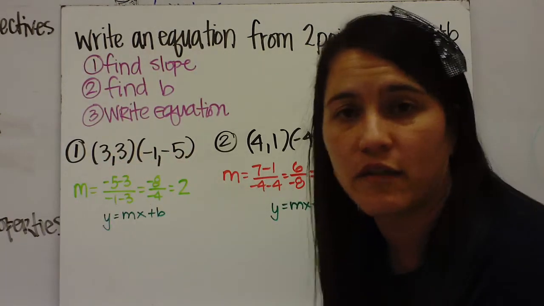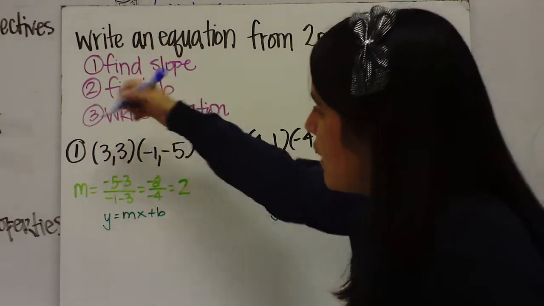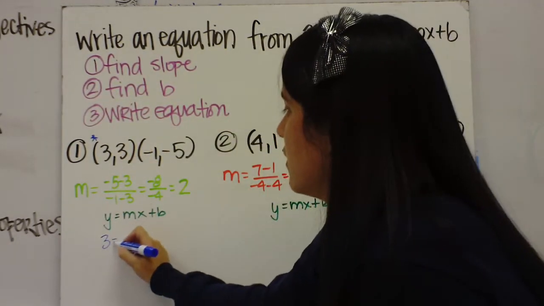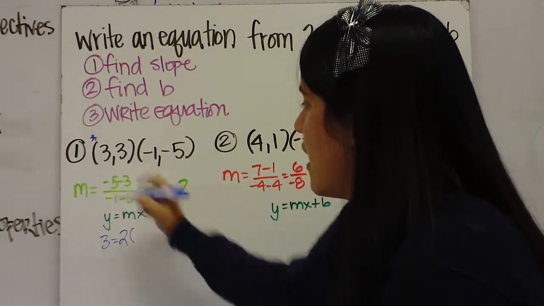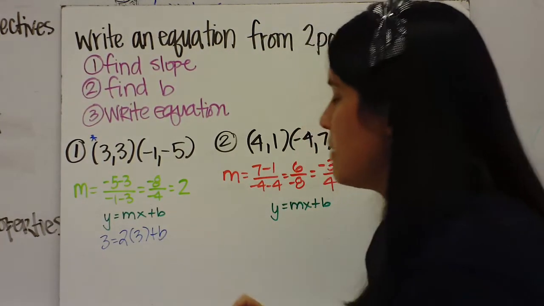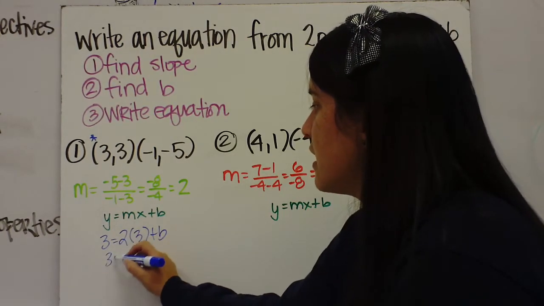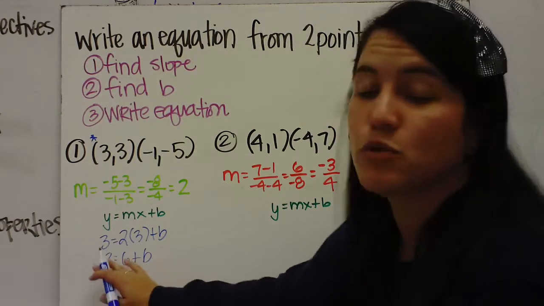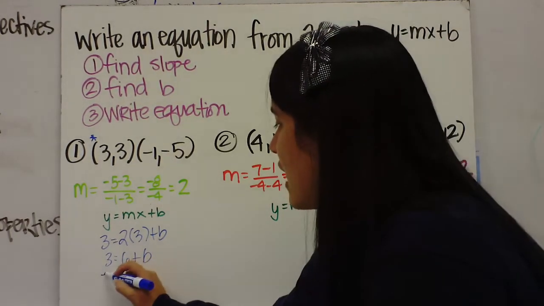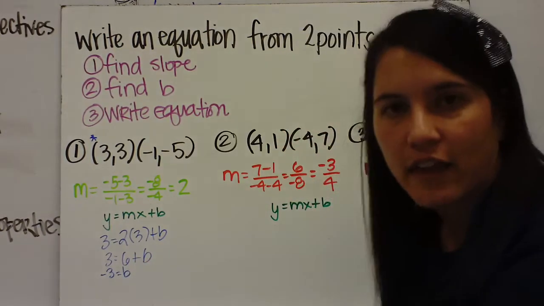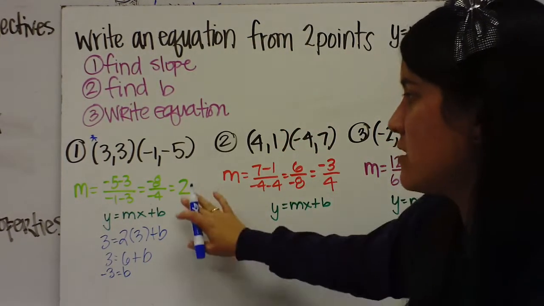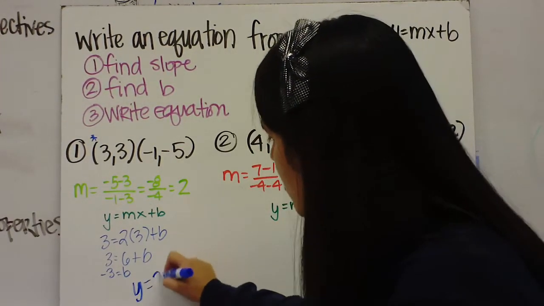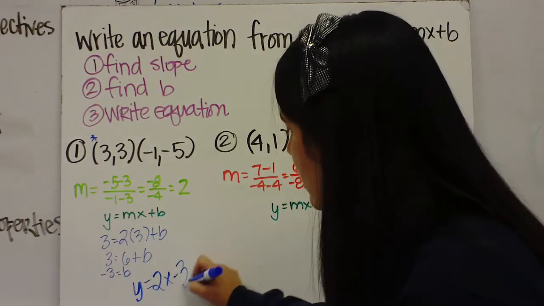You have to pick one of the points. It doesn't matter which point you pick. I'm just going to pick this first one. So I'm going to plug it in. My y is 3 equals m, x is 3 plus b. 2 times 3 is 6. So 3 equals 6 plus b. You subtract 6 from both sides, and we get -3 equals b. Now that I have my b value as -3 and I have a slope, I can write it in slope-intercept form. y equals my slope and then -3.